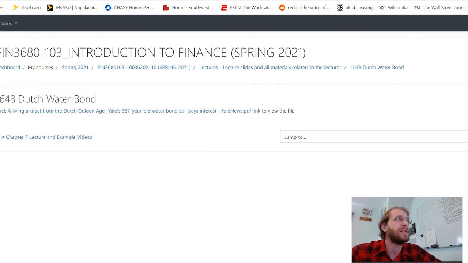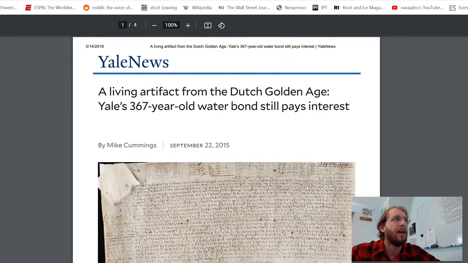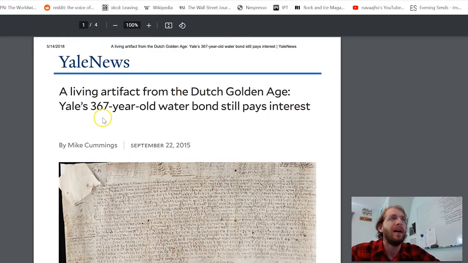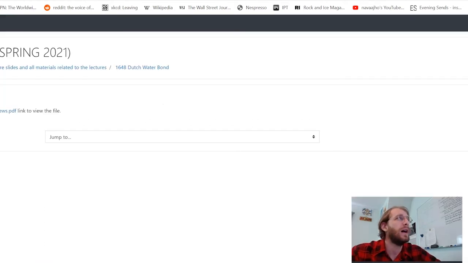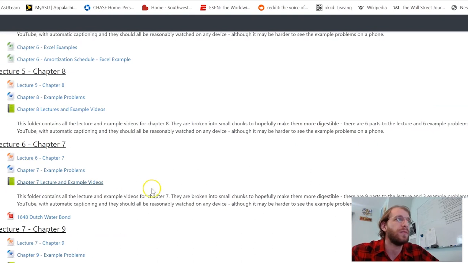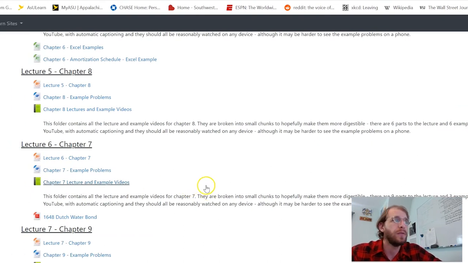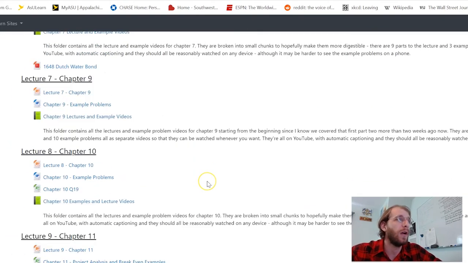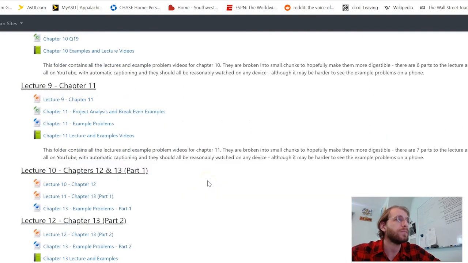For instance, this is a picture of a living bond from the Amsterdam Water Authority from 1648, and a bond is a loan. So this is a loan document from the 1640s, right? So I just have things that go along with all the lectures and videos, and I encourage you to take a look at all of them and make use of them, okay?